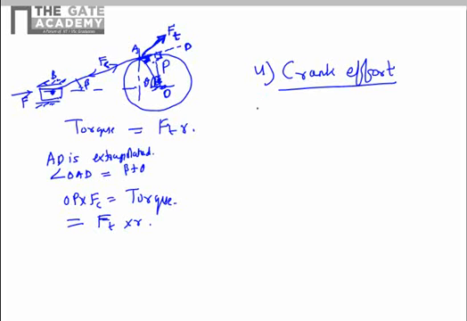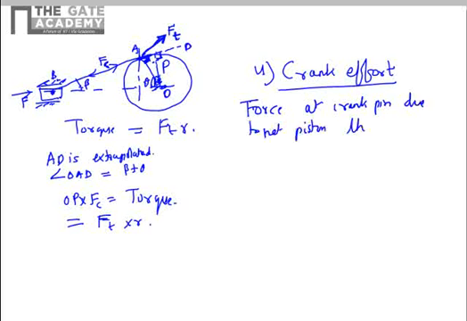Towards the end of the last video, we were doing the derivation for the crank effort, that is, determining the force at the crank pin due to the net piston thrust. So we did a velocity triangle for that.